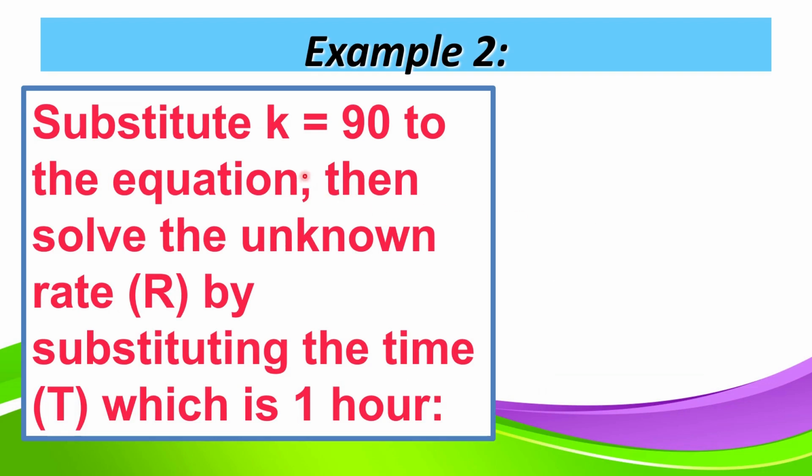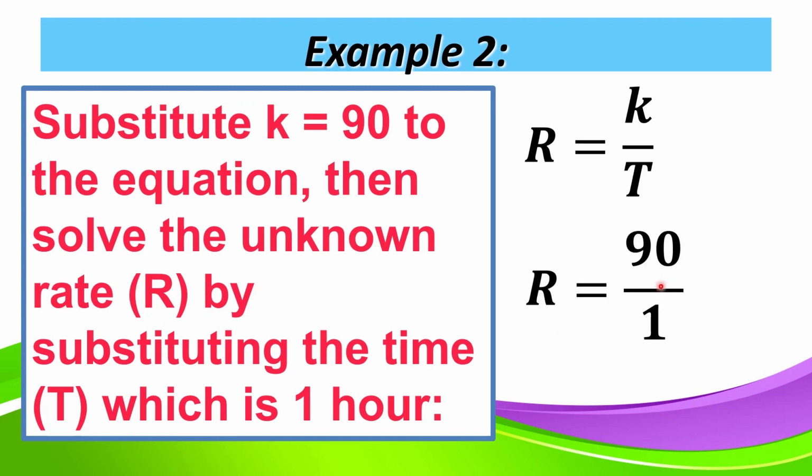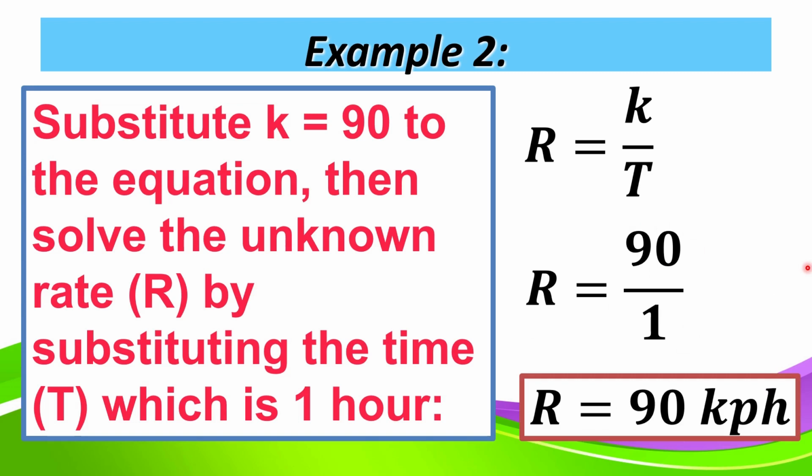And then substitute k equals 90 into the equation, then solve the unknown rate R by substituting the time t, which is 1 hour. So R is equal to k over t. R is equal to 90, which is the constant of variation, over 1 hour, which is the time. And then 90 divided by 1 is 90. And then write the unit of measurement. So the rate is equal to 90 km per hour.